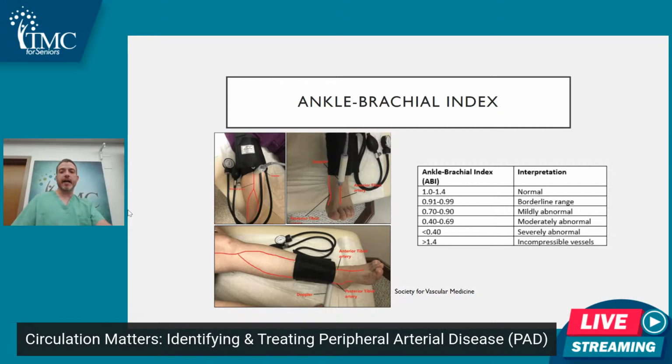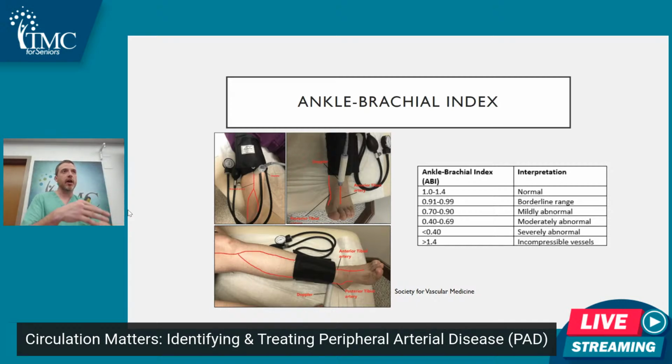And as you see in that chart, you get different severities of PAD. We'll put people in a mild, moderate, or severe category, just based on the pressure alone. Now, this doesn't always correlate with patient symptoms. I get some people that have very little symptoms, but they may be in the severe category.